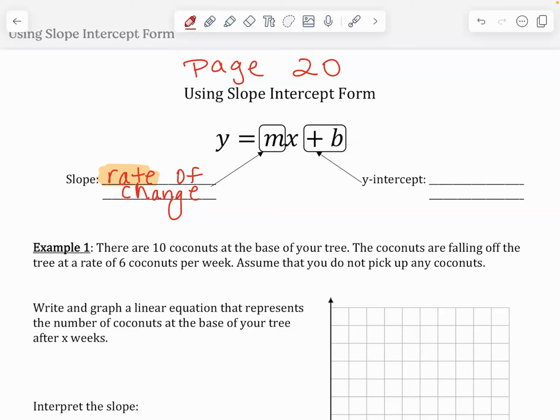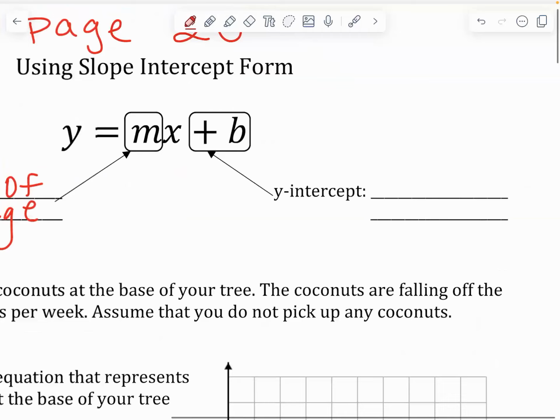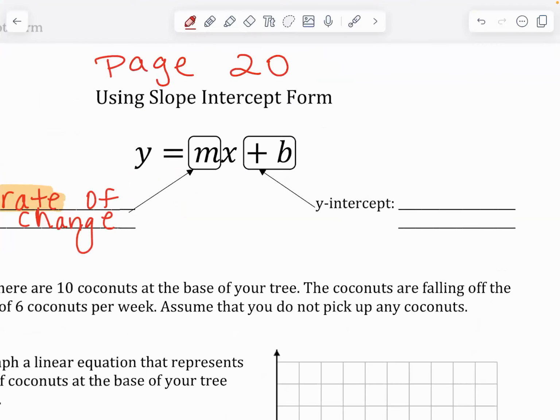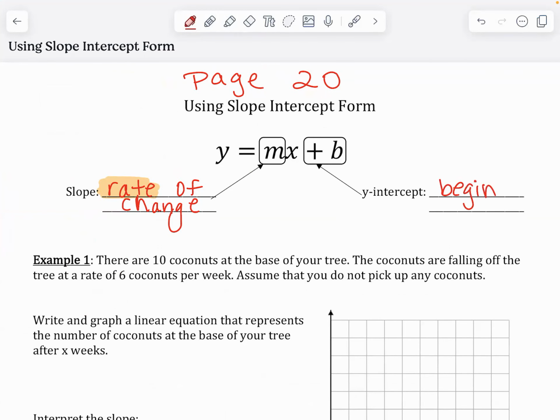B is the letter that the word blank starts with. I'm gonna stop trying to get you to guess because it's the Tuesday after a 4-day weekend, and our brains probably aren't there yet. The y-intercept is where we begin. Okay. B for begin. So remember when we're graphing y equals mx plus b, we begin on the y-axis and then we count our slope or our rate of change.